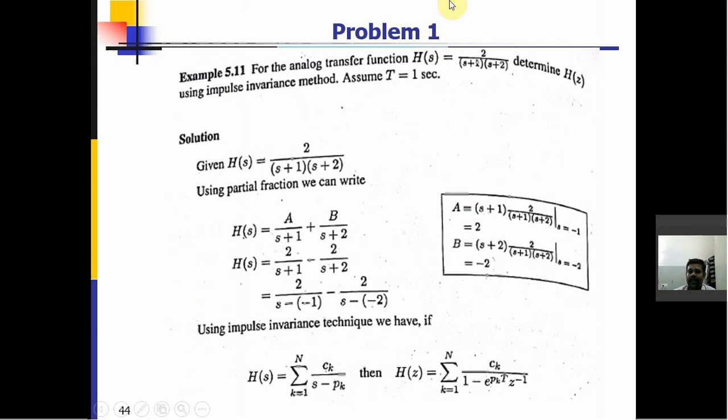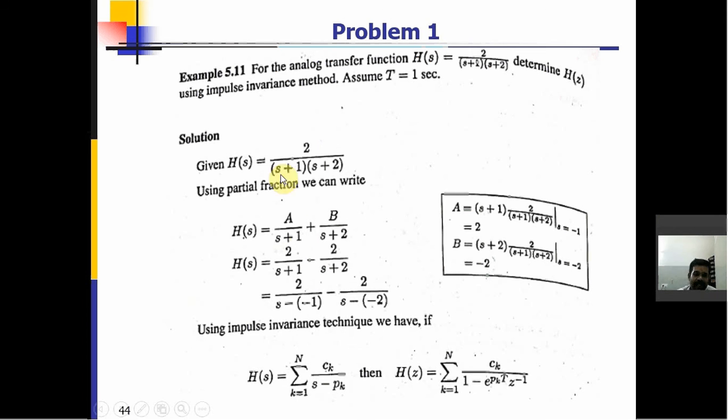First, write the given transfer function. H(s) equals 2 divided by (s plus 1) into (s plus 2). Now we are going to write this analog transfer function in partial fraction form: A divided by s plus 1 plus B divided by s plus 2. Now we have to find the values of A and B. What is A? A is nothing but H(s) into (s plus 1) at s equals minus 1.